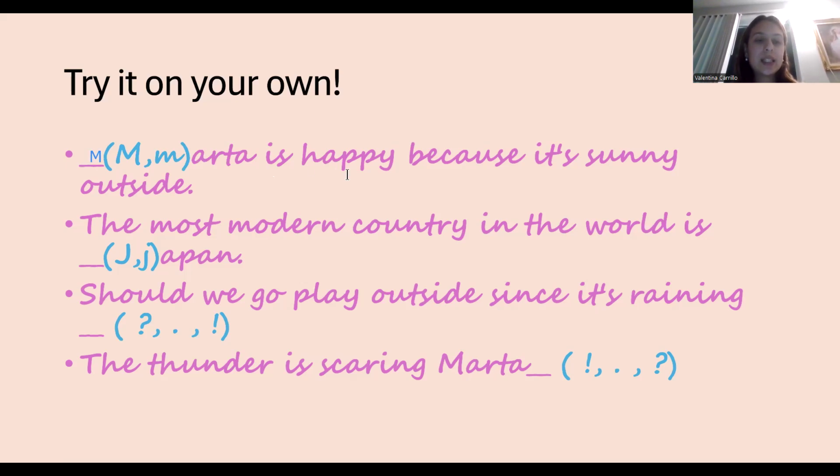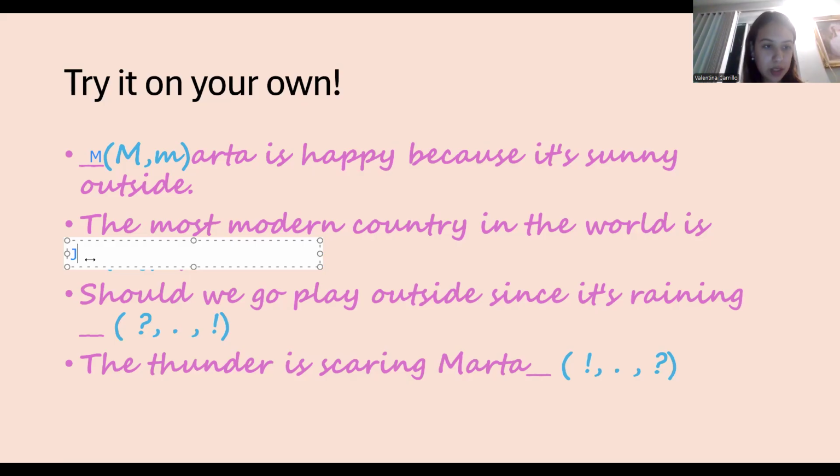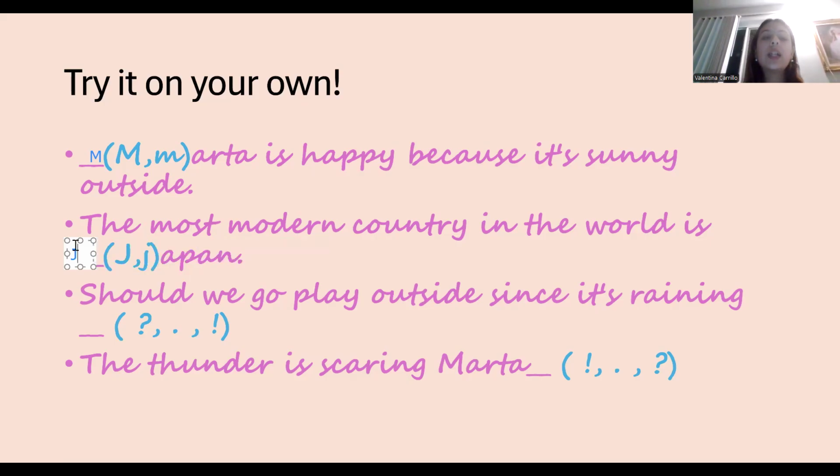Okay, the next sentence. The most modern country in the world is, well, lowercase or uppercase J? We are describing a country, and if we're using a country in a sentence, we know that it must go with an uppercase letter. So in this case, uppercase J. Why? Because it is a country. It doesn't matter if it's the last word or the first word of a sentence. If it's a country, it has to be uppercase.